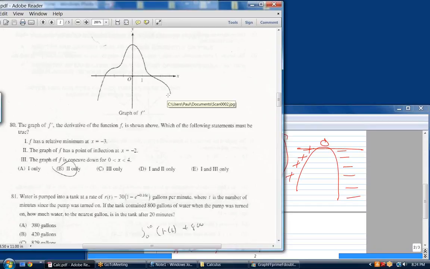Or both? It's actually, remember that if a function is always decreasing, its first derivative has to be negative. This function is decreasing from 0 to 4. Since this is decreasing, I know that the second derivative is negative from 0 to 4. And if the second derivative is negative from 0 to 4, the original function is concave down. So 1 and 3.